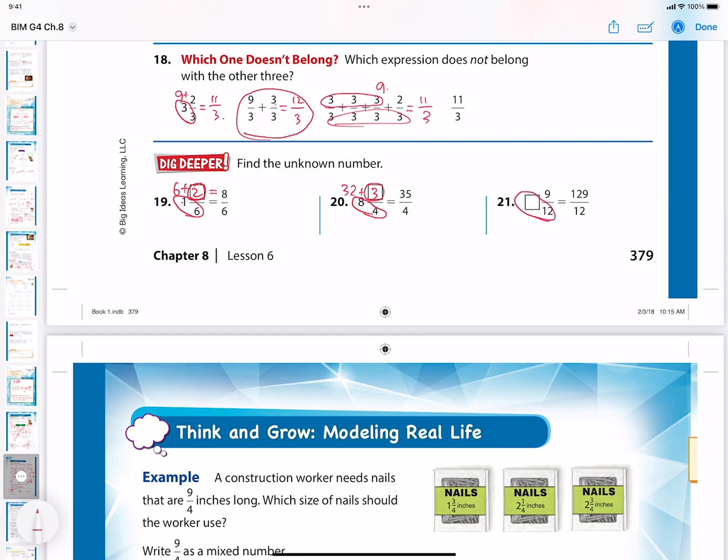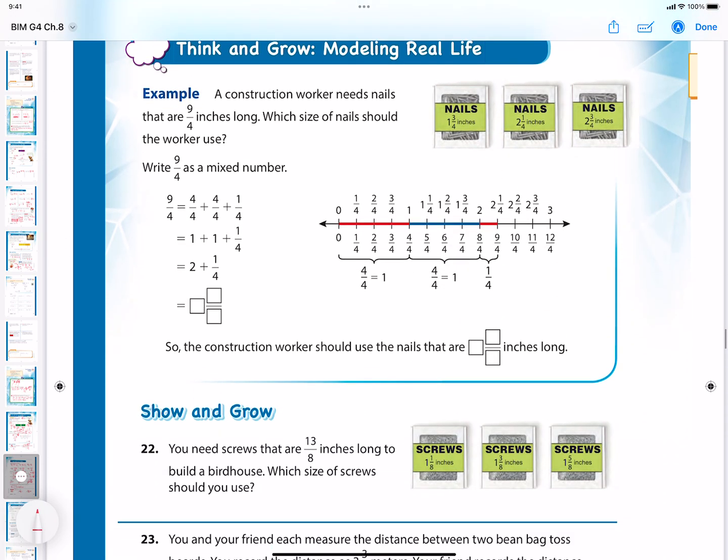Okay. Now 21. 12 times something plus 9 has to be 129. That's simple because simply you can add what? 10 times 12. That means what? It's gonna be 120. Make sense? Yeah. Plus 9 is 129. So that was easy.